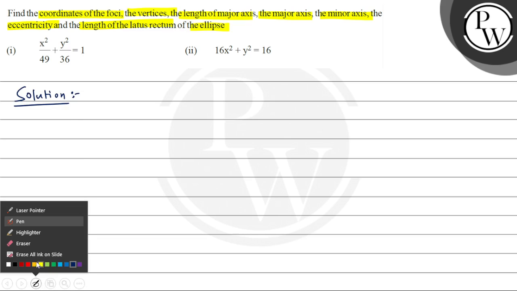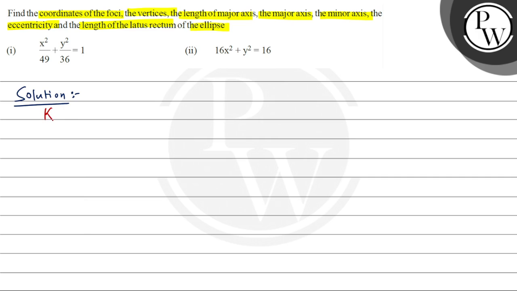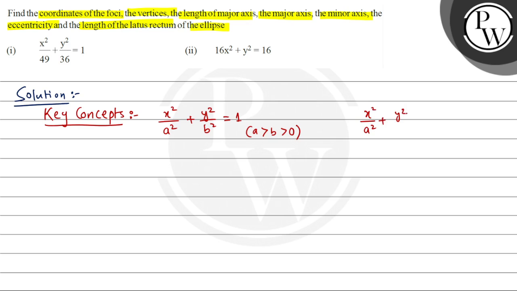we will discuss the key concepts to be used in this question. We know that there are two types of ellipse that we study as standard form of ellipse. That is x square upon a square plus y square upon b square equals to 1 if a is greater than b, both of them greater than 0. So it is a horizontal ellipse, and we study x square upon a square plus y square upon b square equals to 1, and this is the form of vertical ellipse when b is greater than a and both of them greater than 0, right?